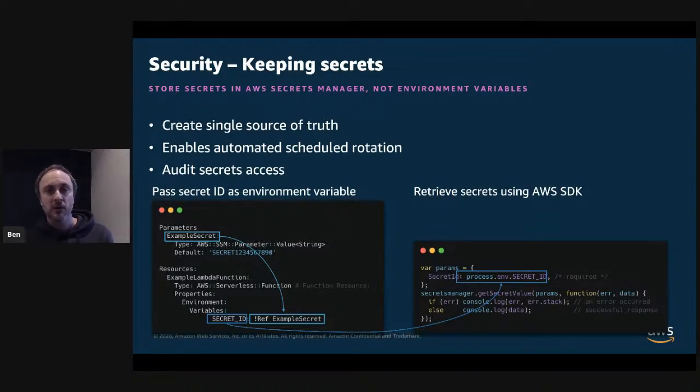So the example here uses a SAM template that uses an environment variable to hold the secret ID or a reference to that secret in parameter store. And then the box on the right here is where we retrieve the secret value from Secrets Manager in the Lambda function using the AWS SDK. So you'll notice the secret value is never visible. That's set in parameter store.